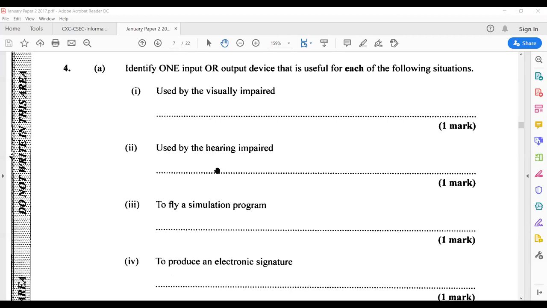Okay, for the second situation, input or output device used by the hearing impaired. Right, what would a hearing impaired person use to enter data into a computer or to retrieve data? Monitor. Right, so the hearing impaired person could use a monitor to view the information as output. In terms of entering data, they could use a keyboard or a mouse. All right. What about to fly a simulation program?